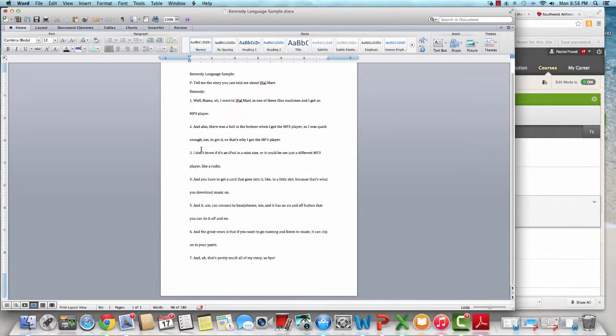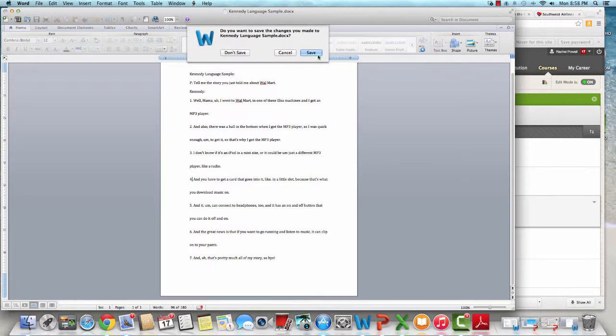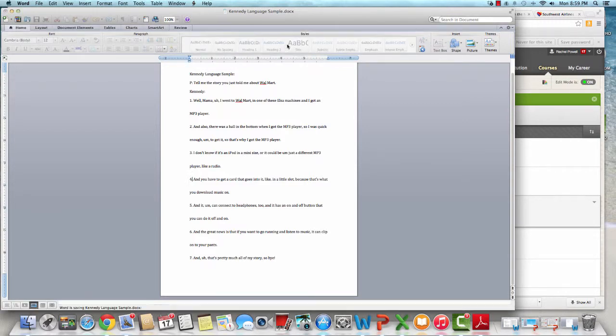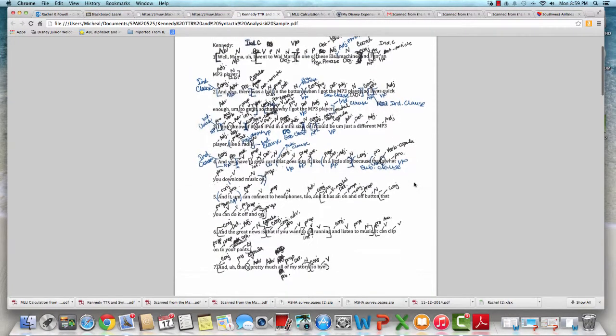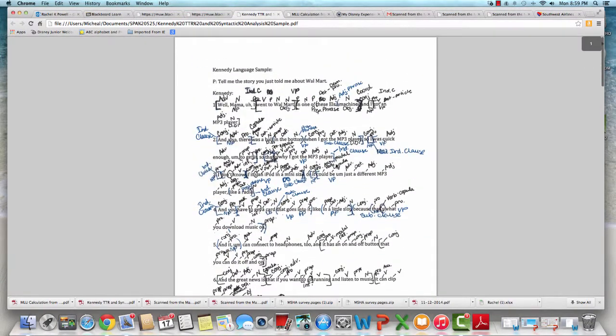I divided it where one sentence was calculated as one utterance. So here's where I transcribed it. Okay, and then here is where I actually analyzed this. So as you can see, using the abbreviations that were listed in that table in chapter 10, the first thing I did was I went through and labeled whether it was an adverb, a noun, a pronoun, independent clause.